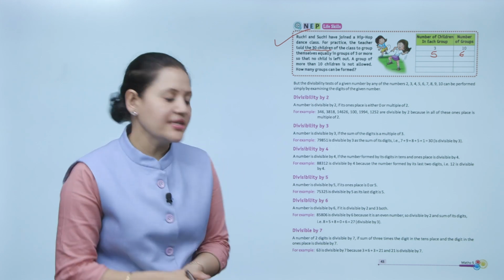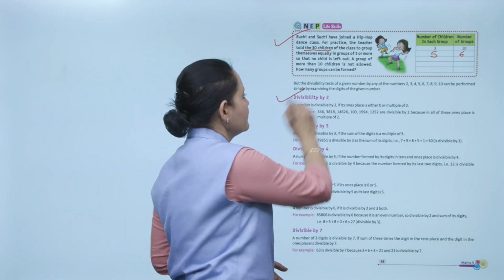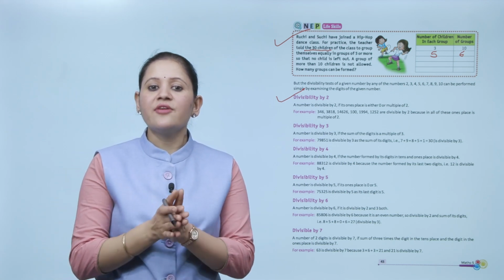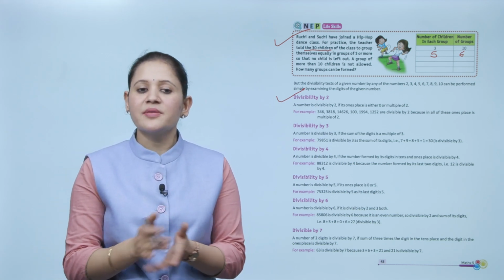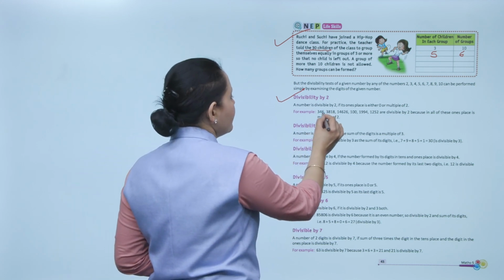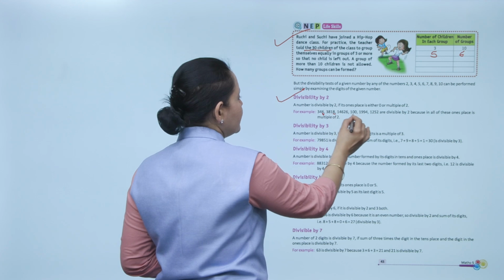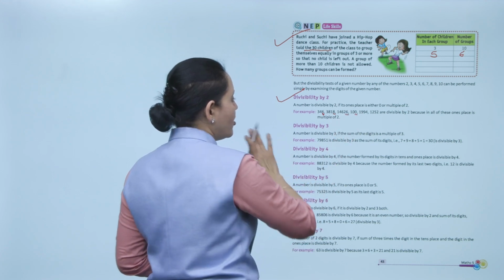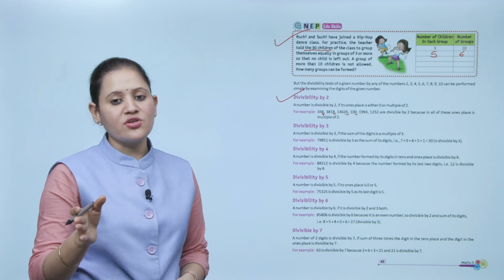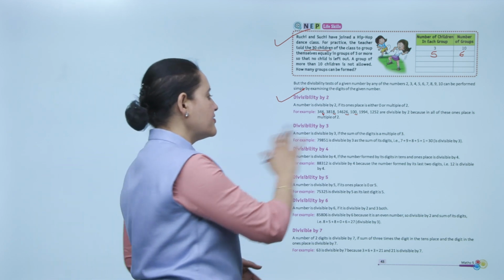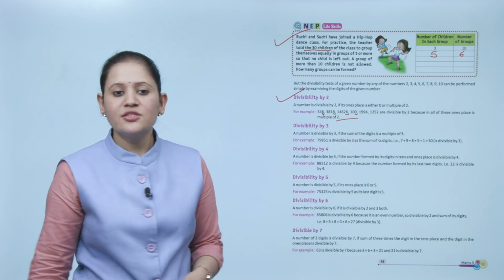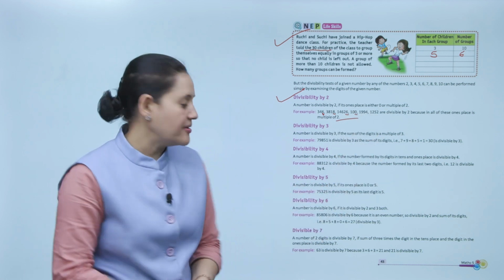First is divisibility by 2. A number is divisible by 2 if its ones place is either 0 or a multiple of 2. For example, here in the given numbers, the ones place is 6, 8, 6, 0. So all these numbers which have 0, 2, 4, 6 or 8 at ones place are divisible by 2. So all these numbers are divisible by 2.